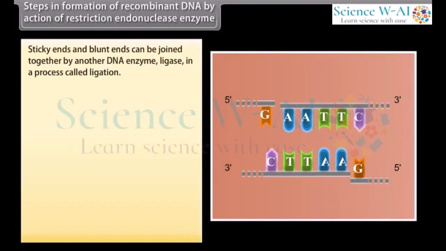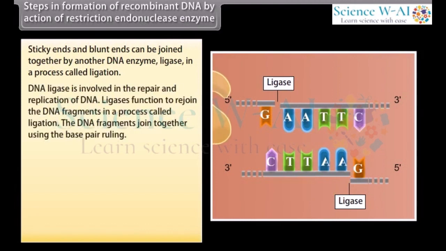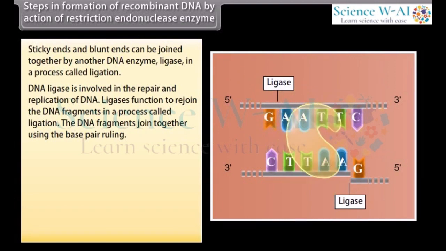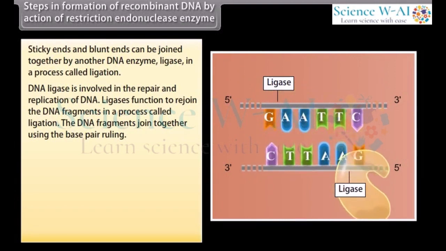Sticky ends and blunt ends can be joined together by another DNA enzyme, ligase, in a process called ligation. DNA ligase is involved in the repair and replication of DNA. Ligases function to rejoin the DNA fragments in a process called ligation. The DNA fragments join together using the base pair ruling.